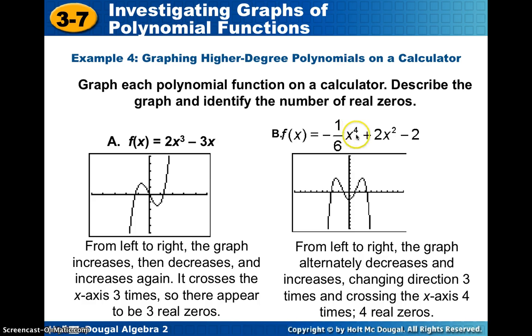So we can see, because it has a 4 degree, that both of the ends are going to go the same way. And then because we have a negative, it ends going down.